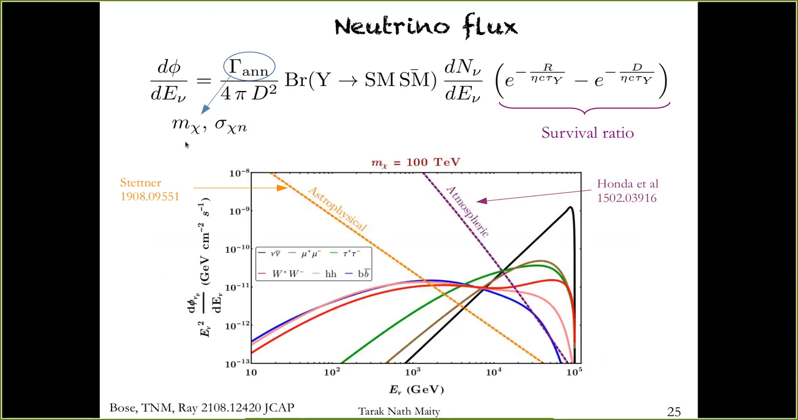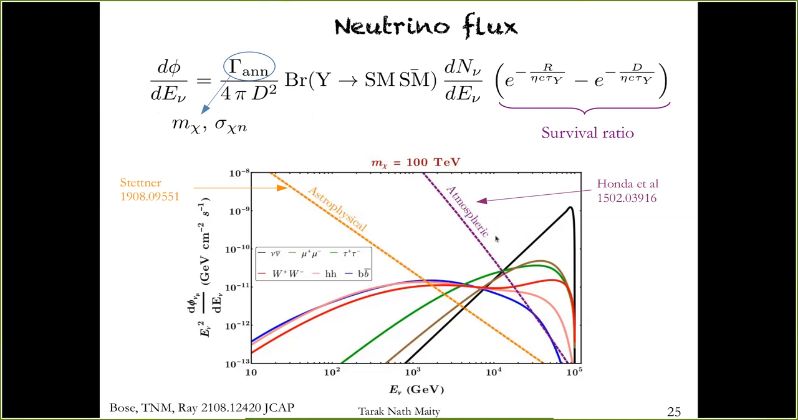This tau annihilation depends on dark matter mass, and is essentially determined by the capture rate, which depends on dark matter mass and the dark matter nucleon cross section. This d is the distance between the object and the observer, and this is the branching ratio with which the mediator decays to standard model states. This is the neutrino spectrum that we would get, and this is the survival ratio, which essentially determines whether the mediator produced from the dark matter annihilation is getting attenuated due to the atmosphere of the neutron star or not. Once you include all these factors, you can calculate the neutrino flux.